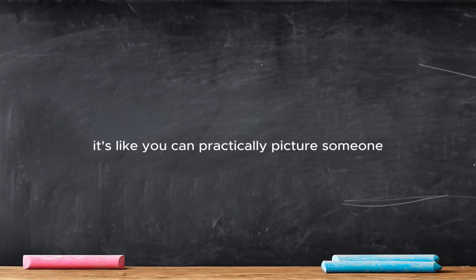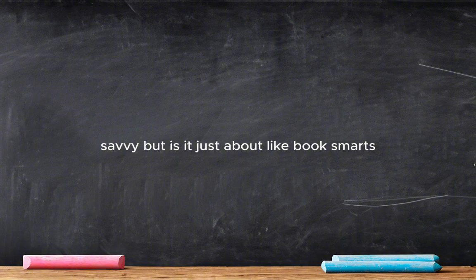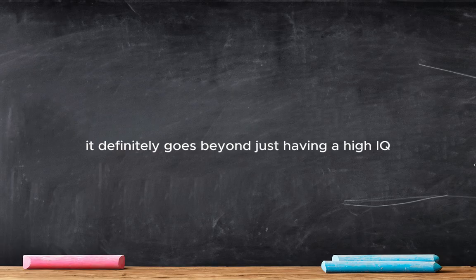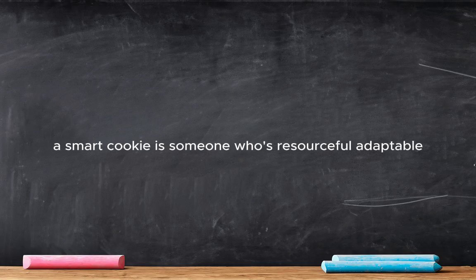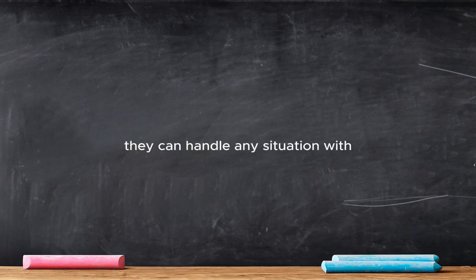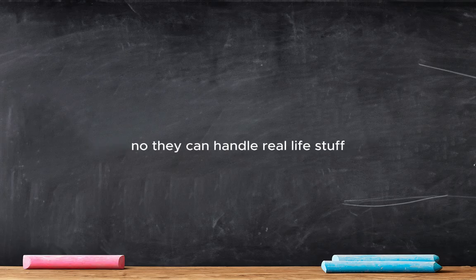I love that one. You can practically picture someone snapping their fingers and coming up with a brilliant solution, you know? Yeah, they're sharp. Savvy. But is it just about book smarts, or is there more to it? It definitely goes beyond just having a high IQ, I think. Think about it. Cookies are small, but packed with flavor, right? So a smart cookie is someone who's resourceful, adaptable. They can handle any situation with a mix of intelligence and street smarts. So they're not just good at taking tests. No, they can handle real-life stuff.